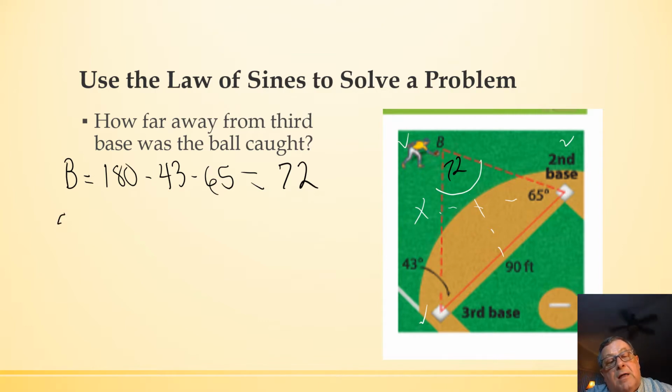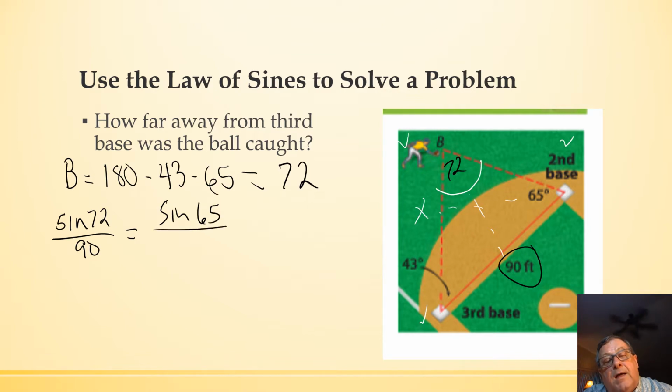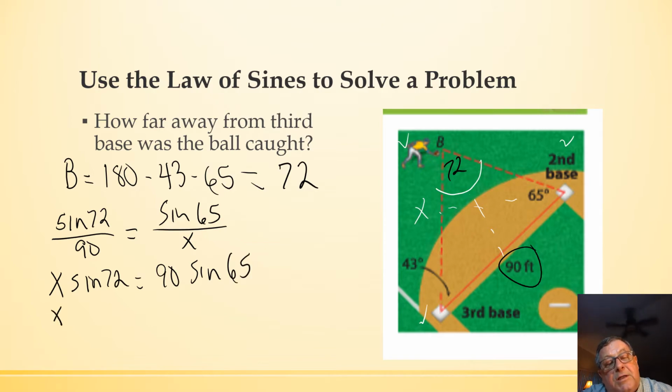So the sine of 72 over 90, that's the side opposite, is going to be equal to the sine of 65 over X, which is the distance from the left fielder to third base. Well, shall we solve? So we got X times the sine of 72 equals 90 times the sine of 65. And so X, which is the distance between the left fielder and third base, is going to be equal to 90 times the sine of 65 divided by the sine of 72.